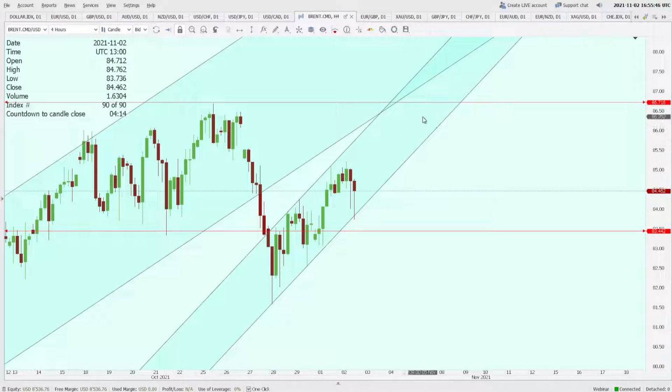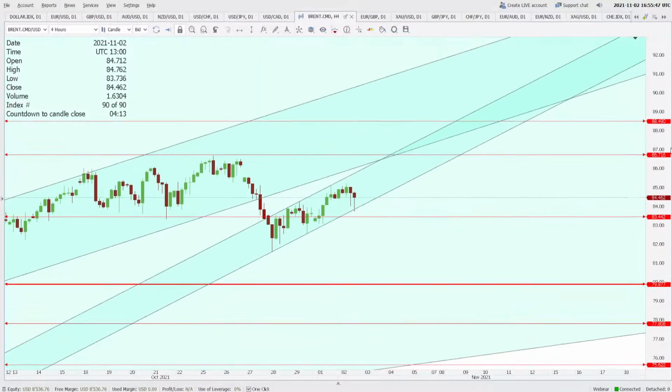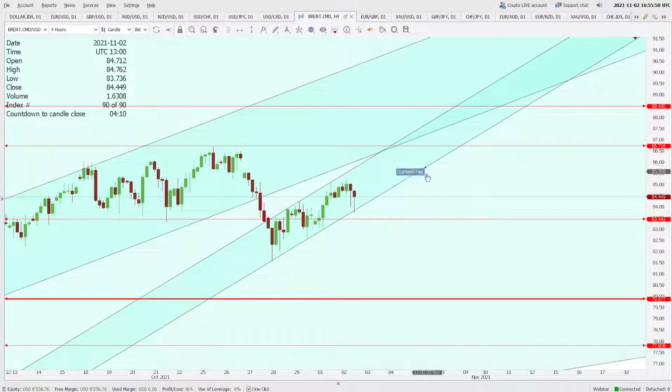And if we see a closing higher than 86.71, then the next level is 88.49. On the lower side, if we see a closing below 83.44, then 79.87 is the next. So right now the support is at 83.44 and the resistance is at 86.71.